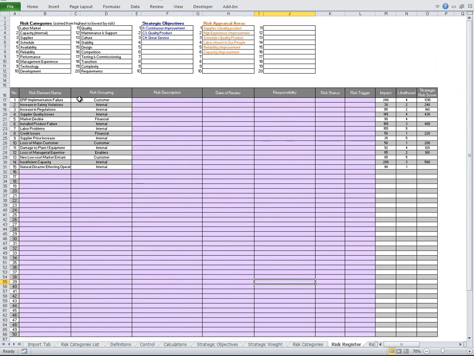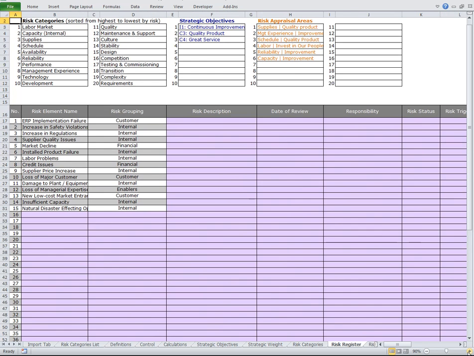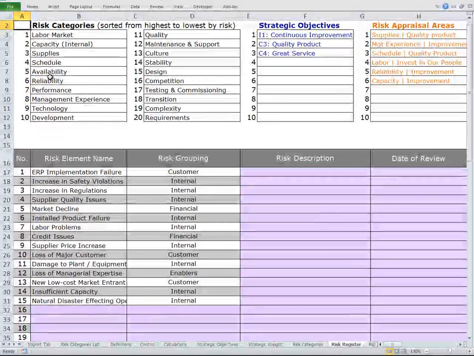Now this has data in it already, but over in the top area here, you can see that we've been able to bring forward the significant risks that we need to pay attention to. So the top 20% risk categories, the top 3 strategic objectives in this case, and the top specific risk appraisal points, for which we give you the coordinates. So this is the supplies category in the objective quality product and so forth. So that allows you to begin considering the next step, where you need to be identifying risks to go into your register.